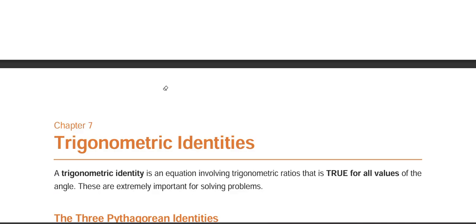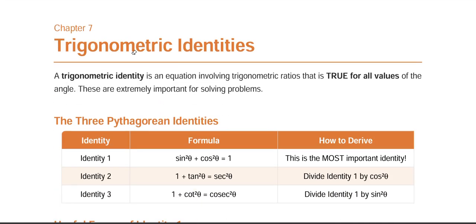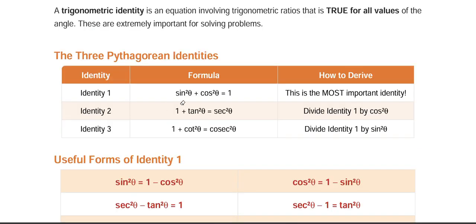Now we'll come forward to chapter 7, trigonometric identities. So now let's talk about trigonometric identities. An identity is an equation that is true for all values of the angle, not just specific ones. There are three Pythagorean identities you must know. Sin square theta plus cos square theta is equal to 1. This is the most important identity.